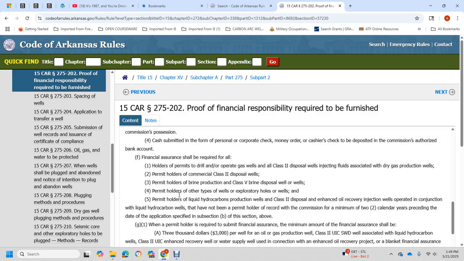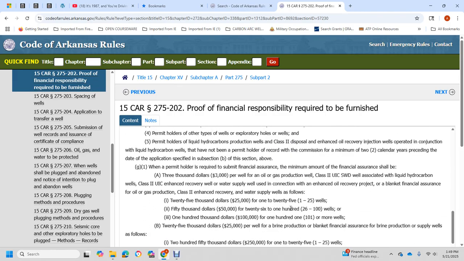Financial assurance shall be required of permit holders who operate or drill a gas well, a Class 2 disposal well for injection fluids associated with dry gas production wells, a commercial Class 2 disposal well, a brine production well, a Class 5 brine disposal well or wells, other types of wells or exploratory holes, liquid hydrocarbon production wells, and Class 2 enhanced oil recovery injection wells, or who operate in conjunction with a liquid hydrocarbon well that has not been permitted on record with the Commission for a minimum of 2 calendar years preceding the date of application specified in subsection B of this section.